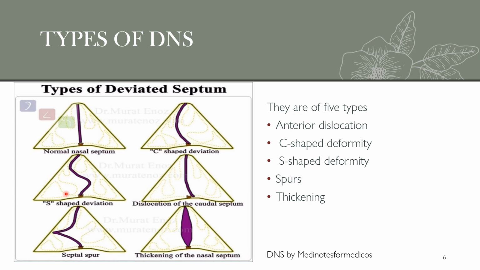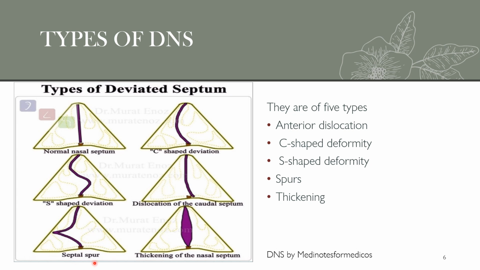Then we have the spurs. What is a spur? A spur is a shelf-like projection often found at the junction of the bone and the cartilage. It would be somewhat like this, and this might cause headache. If we have spurs, we might have headache because it presses on the lateral wall of the nose, and it might lead to repeated epistaxis. Epistaxis means bleeding of the nose from the vessels because of their stretching on the convex surface.